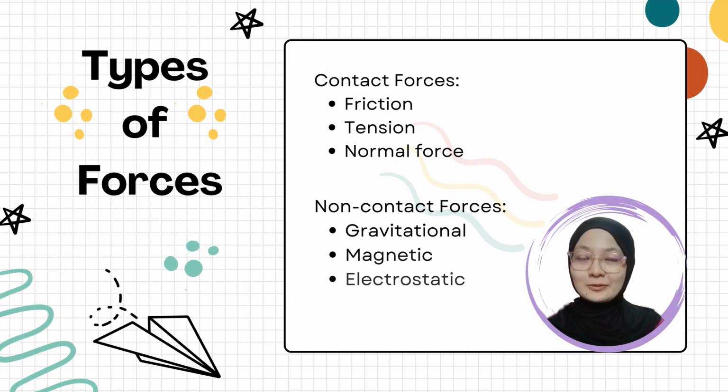There are 2 main types of forces: contact forces and non-contact forces. Contact forces require objects to physically touch. Examples include friction, tension, and the normal force. Non-contact forces, on the other hand, act from a distance, meaning the objects don't need to touch. These include gravitational, magnetic, and electrostatic forces.